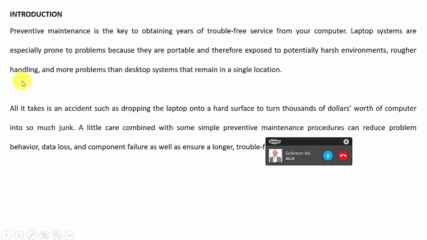Preventive maintenance is the key to obtaining years of trouble-free use.